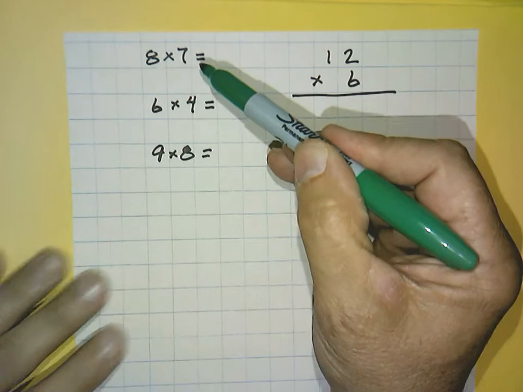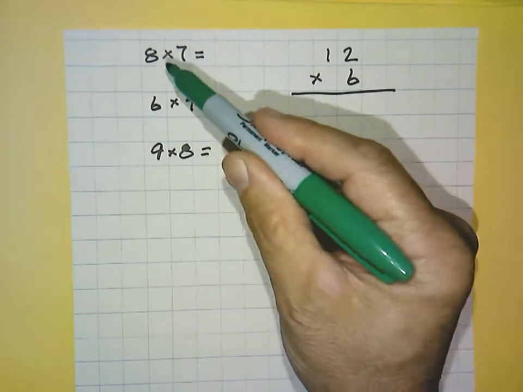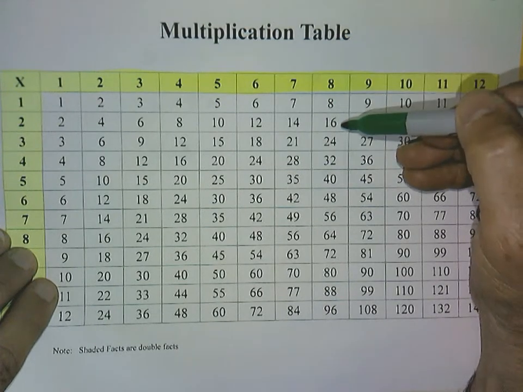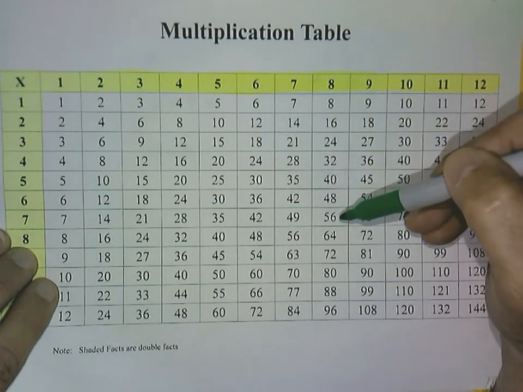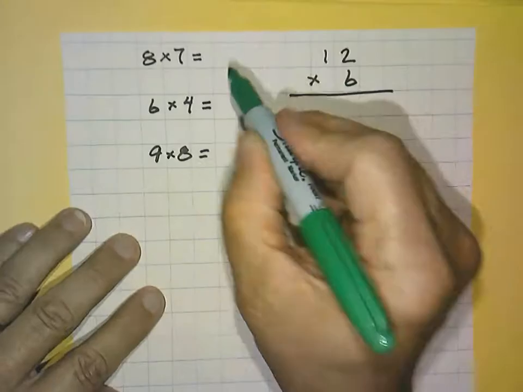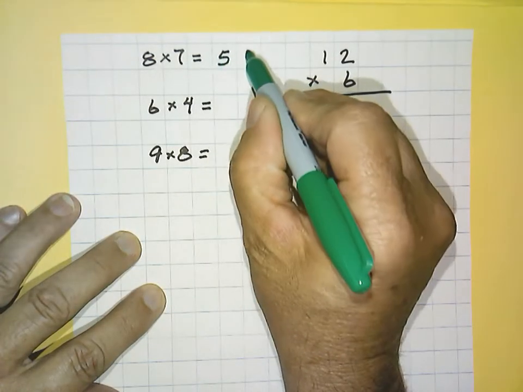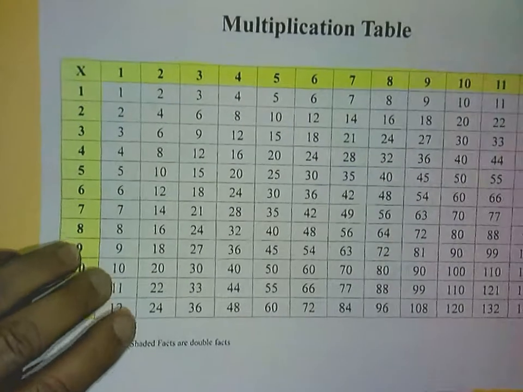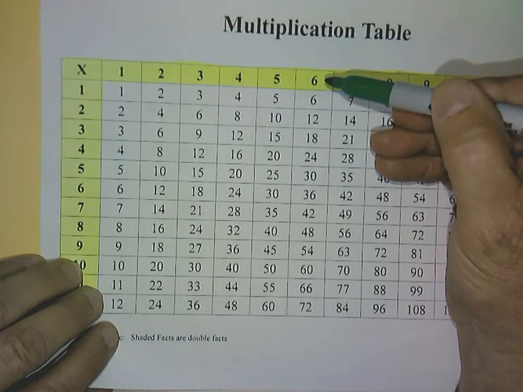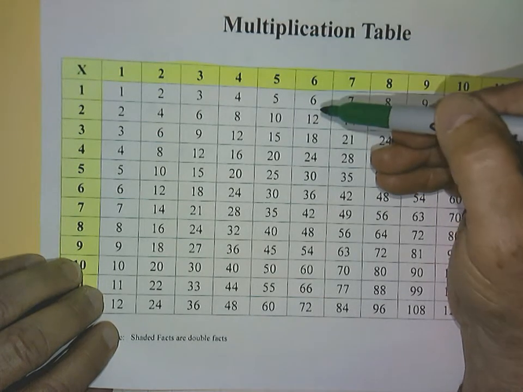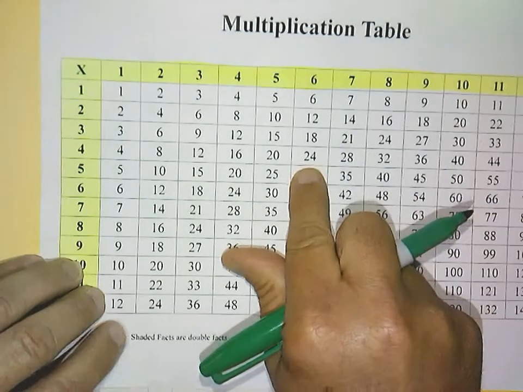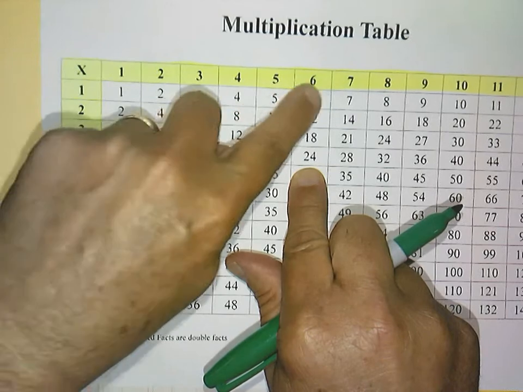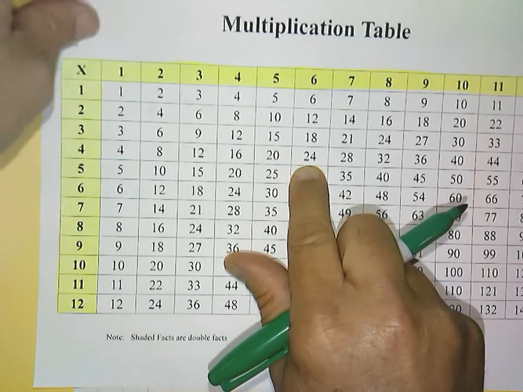8 times 7, our first factor of 8, and we would just count down 7. 1, 2, 3, 4, 5, 6, 7. So 8 times 7 is 56. 6 times 4, 6, and we're going to go down 4. 1, 2, 3, 4. By the way, you can see when we're here, if I kind of carry it across, you can see that 6 times 4 is equal to 24.